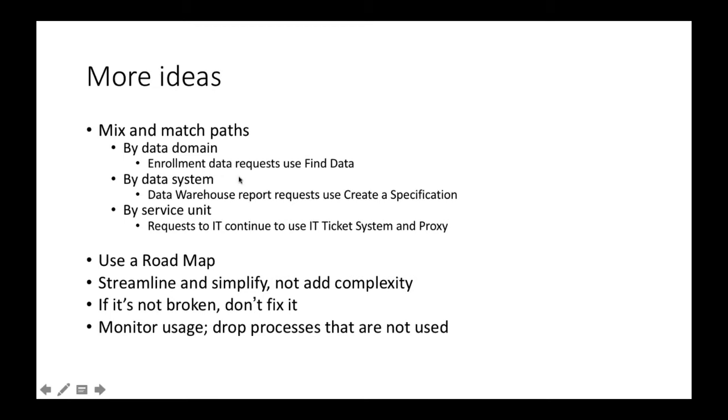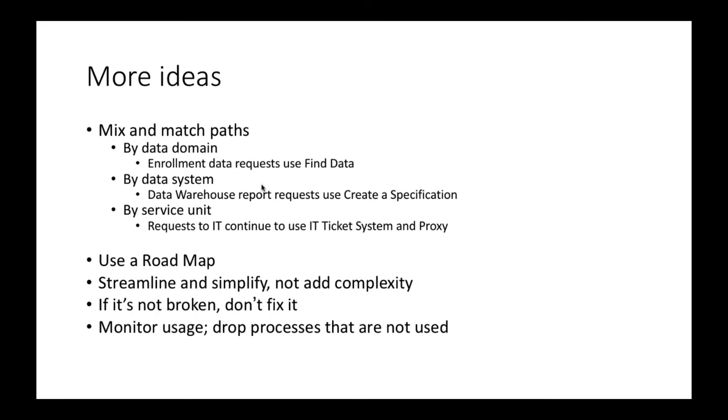So, ways to mix and match. You could say certain domains do certain things. Enrollment data requests are always expected to act like a casual guest and use the find data approach, and then there's a communication plan that gets that message out to folks who tend to request enrollment data. Maybe you want to segment the request process by data system. For all requests for the data warehouse, I want you to create a specification, and you're expected to be a more experienced user if you're asking for data warehouse data. And last is by service unit. So requests coming in through IT might continue to use the IT ticket system and the proxy model. So use some creativity and think through how you want to structure your path and mix and match the options.